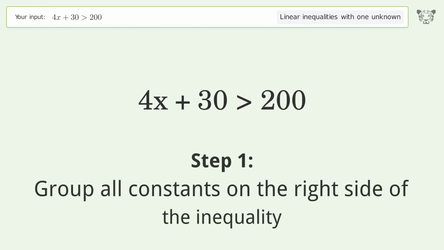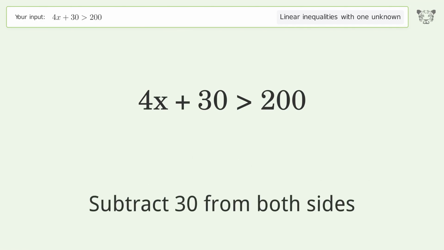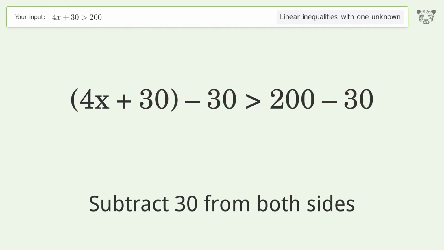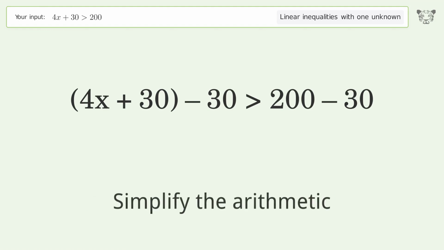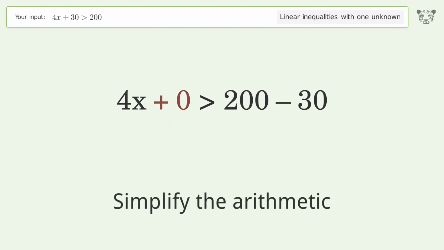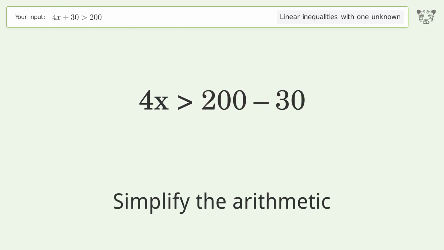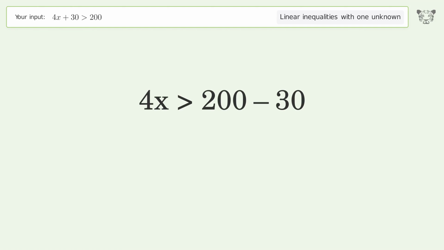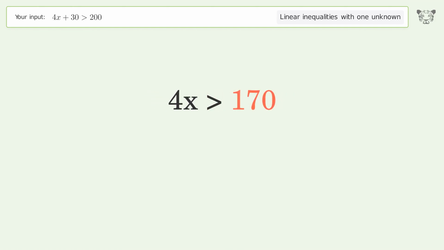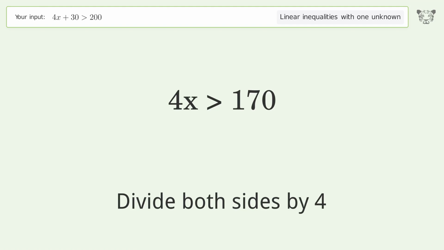Group all constants on the right side of the inequality. Subtract 30 from both sides. Simplify the arithmetic. Isolate the x. Divide both sides by 4.